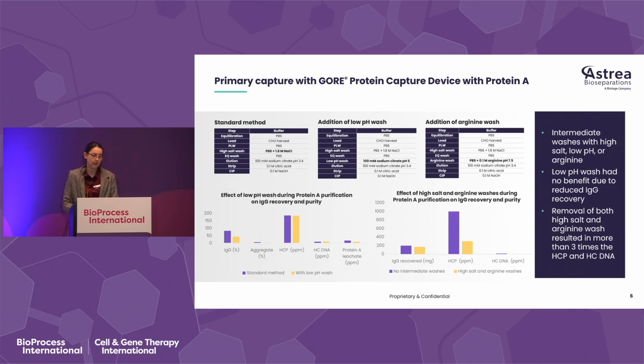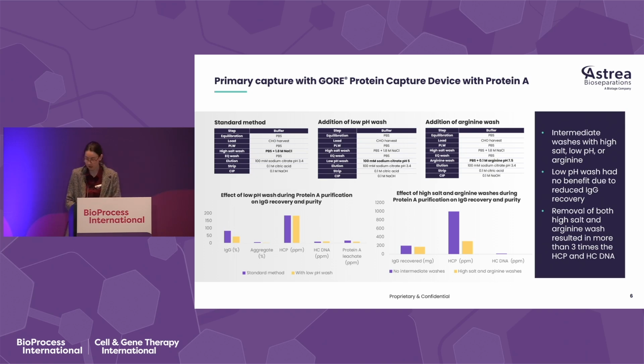So we did a couple of experiments with this protein A Gore membrane with our CHO feedstock, where we looked at the addition of a pH 5 wash prior to the pH 3.4 elution. For this particular CHO IgG, we got a lot of losses of the IgG into that wash step, so this one didn't work for us. But we did find that adding the high salt wash with PBS and 1.8 molar sodium chloride alongside an arginine wash with PBS 0.1 molar arginine had maintained really good recovery of the IgG, but gave us 3 times less HCPs in the final elution.